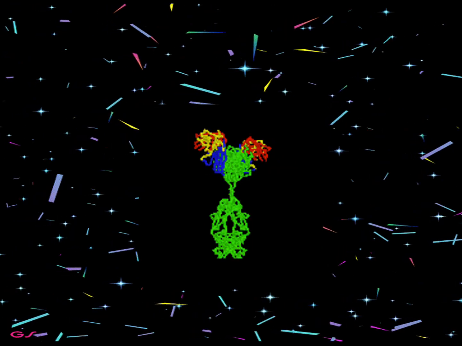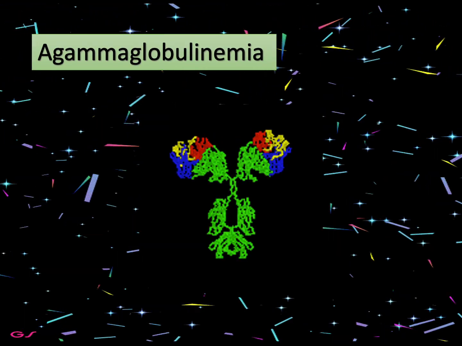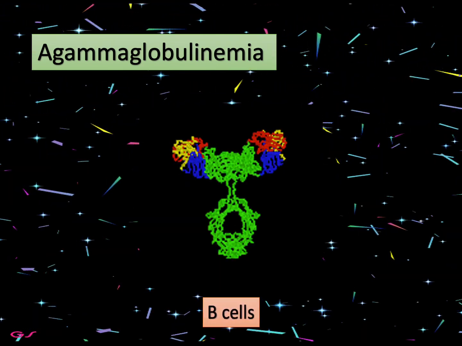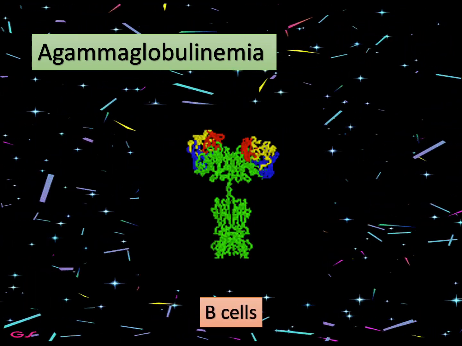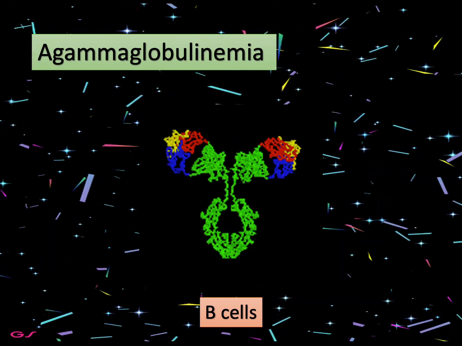Agammaglobulinemia is an immune deficiency resulting from inadequate antibody production caused by a deficiency in B cells. These patients are more prone to bacterial infection and aggressive periodontitis.